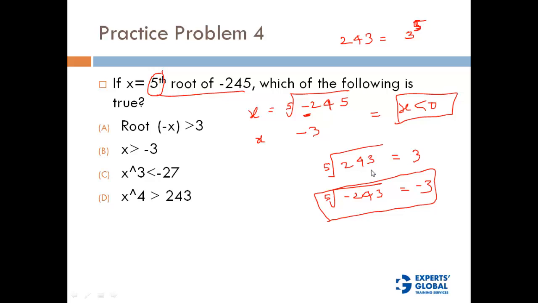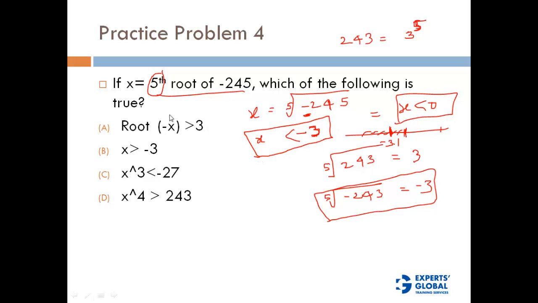Numerically 245 is higher than 243, so that means numerically the root will also have to be greater than 3. So it is going to be greater than 3, but when it is negative, it is going to be somewhere on the left side of minus 3. Numerically, that means in absolute value, it is going to be greater than 3. In the sense, it is going to be somewhere 3.1 or 3.2 or something like that. And because it's on the negative side, it is going to be less than minus 3. So this is one observation we have.